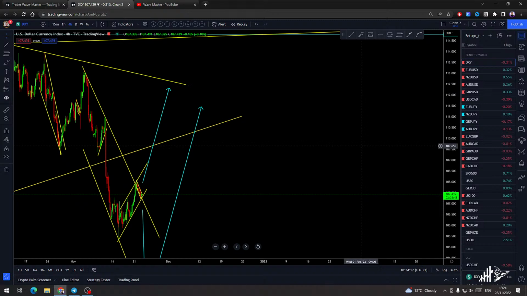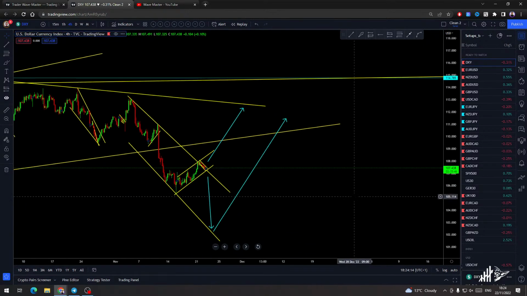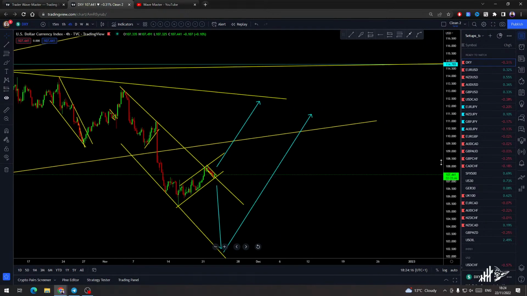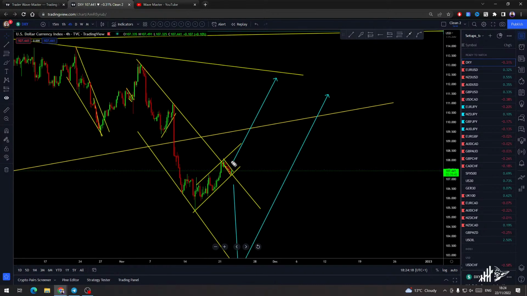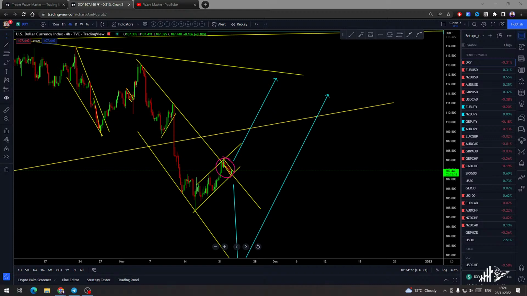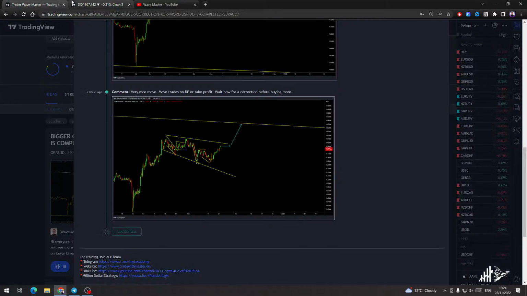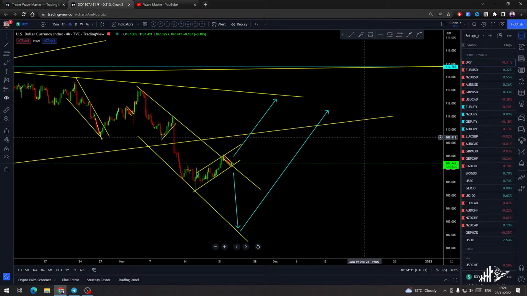But it would really help you if you watch this 4 hour DXY, what the price is trying to do. This is the flag which tells us what the price will do right now, what the dollar pairs will do. So this is with the dollar pairs.